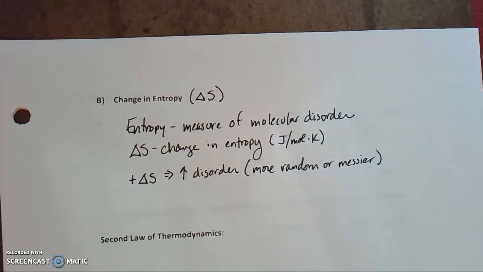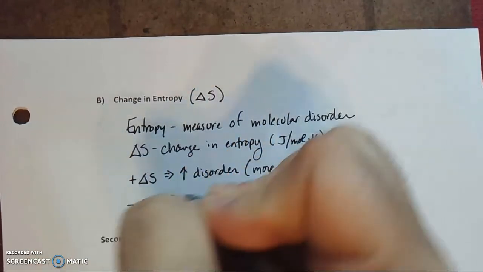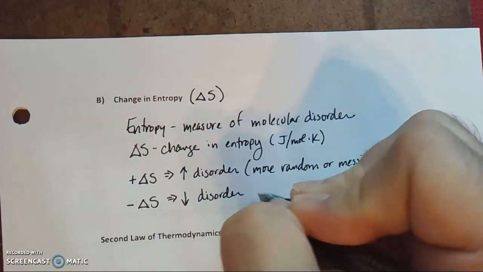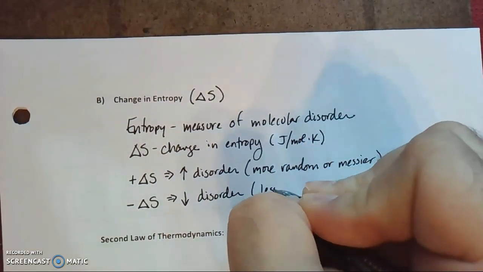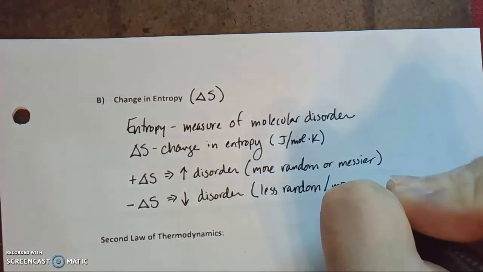Think of entropy maybe with relation to how clean your room is. If you just let things go, it's going to become messier and messier. So entropy is increasing as it gets messier. If you have a negative change in entropy, that means that you are decreasing disorder. So it's getting less random or more structured.